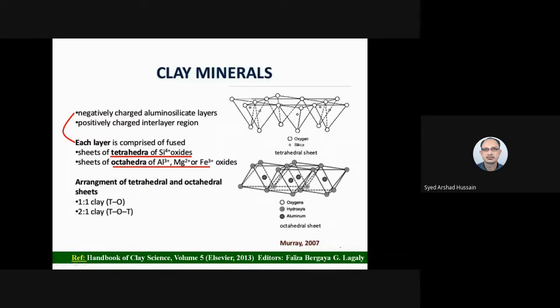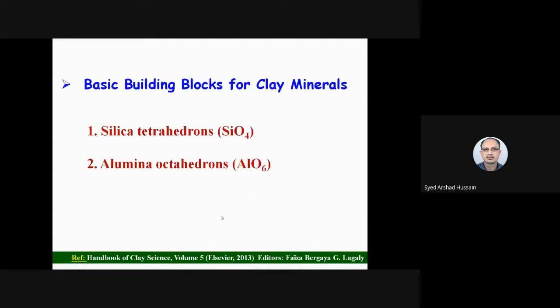Say TO, that means one tetrahedra sheet and then one octahedra. It's a clay layer, and then it will repeat to form the crystal. 2:1 means one tetrahedra of silica, then octahedra, then again tetrahedra. Then it will repeat. In this way, you will see the clay crystals.